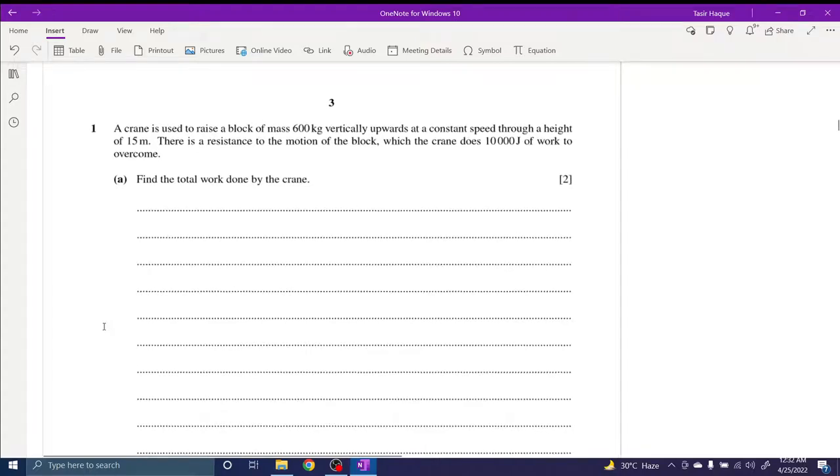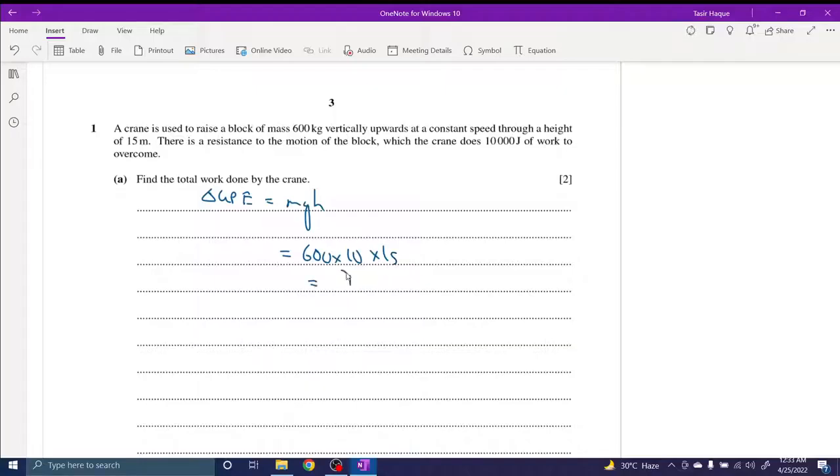A crane is used to raise a block of mass 600 kg vertically upwards at a constant speed through a height of 15 meters. There is a resistance to the motion of the block, which the crane does 10,000 joules of work to overcome. So there's work done against resistance and the height of the block is increasing. So what do you guys think? It's gaining gravitational potential energy, right? So we can find out the GPE using mgh, which is 600 into 10 into 15.